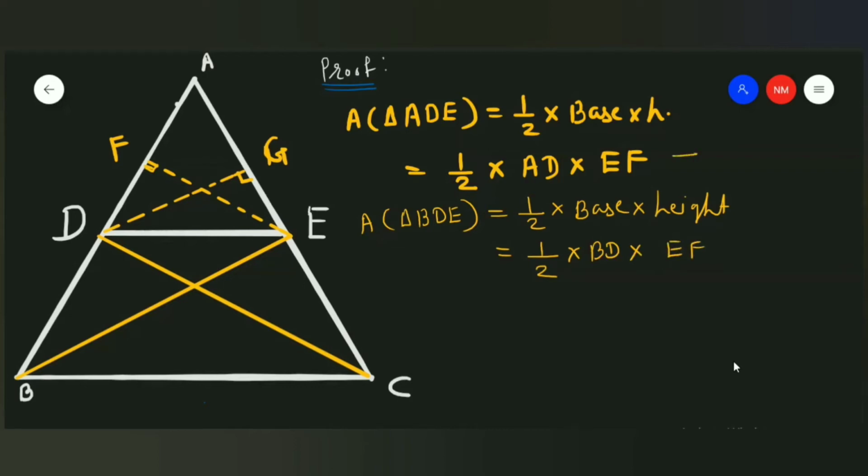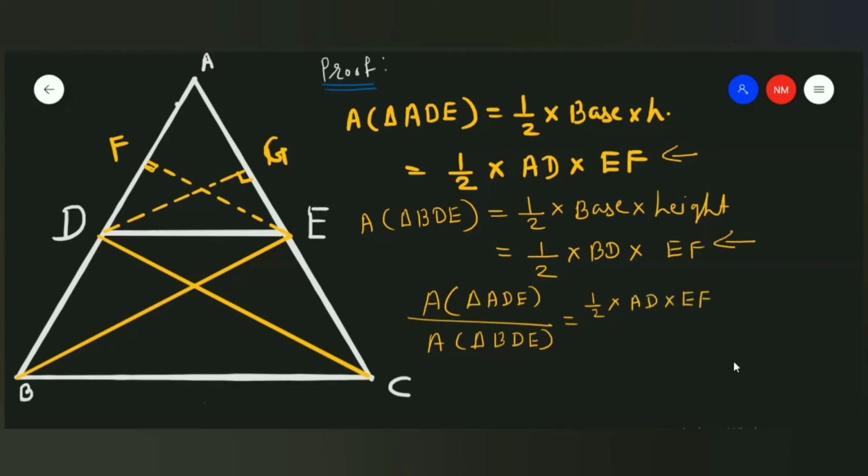So let's write BD as a base and height is again EF, as we can see here. Now these are the 2 areas. One is the area of triangle ADE and the other one is the area of triangle BDE. Let's find the ratio of the areas of these 2 triangles. I'm going to write area of triangle ADE upon area of triangle BDE equals to, let's write the values of these 2: half into base AD and height EF, as we have found here in this equation, upon BDE. BDE's area is half into base BD into height EF, as we have found here.